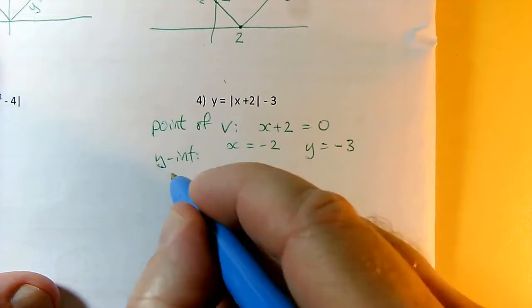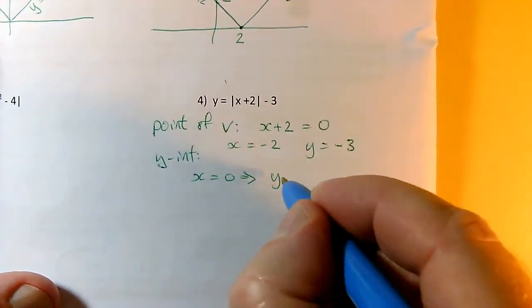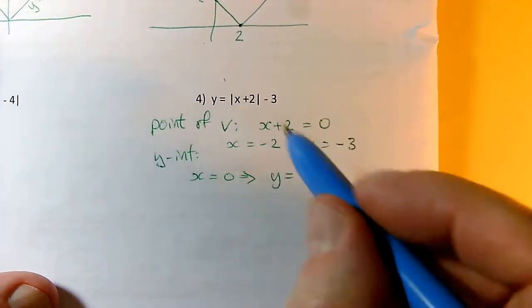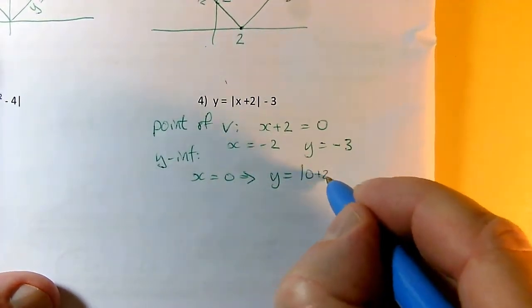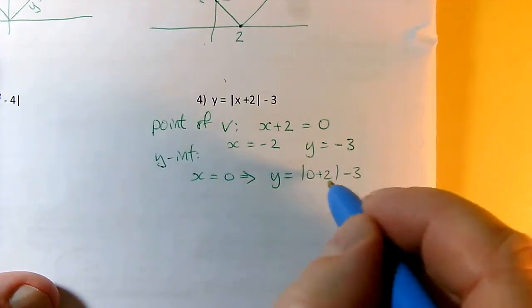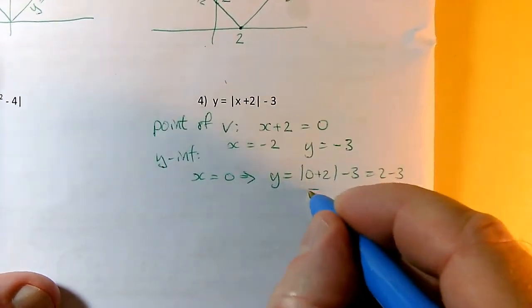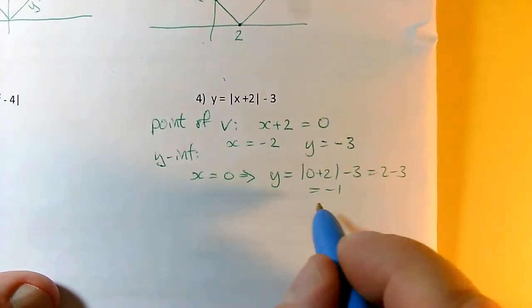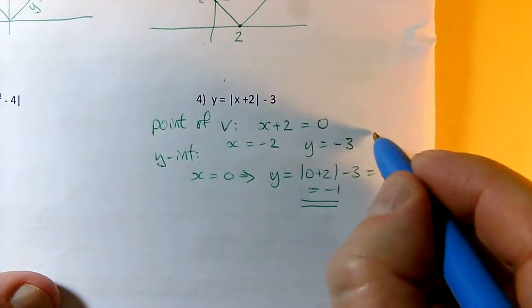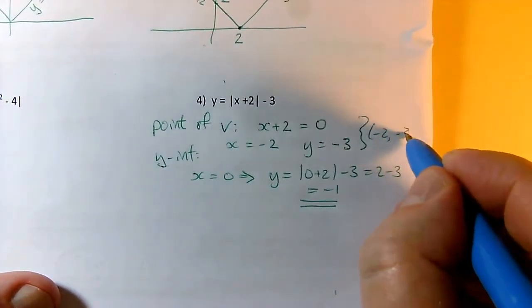And the y-intercept is always when x equals naught. What happens when x equals naught? In this case, y equals the modulus of naught plus 2, with 3 taken away from it. So naught plus 2 is 2, so the modulus of 2 is 2. So it's 2 take away 3, which is minus 1. So the y-intercept is at minus 1, and the point of the v is at (minus 2, minus 3).